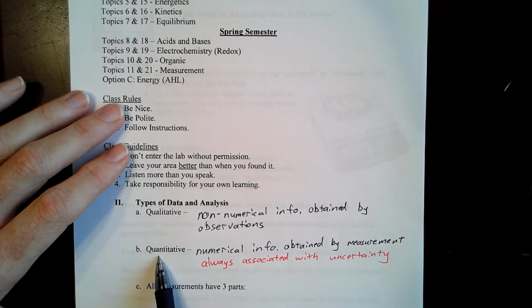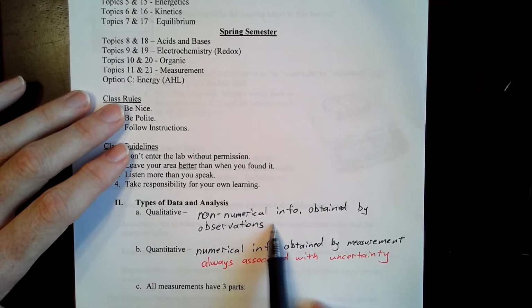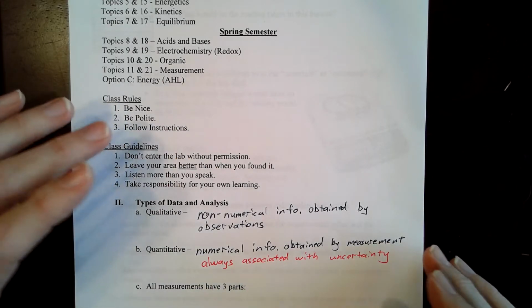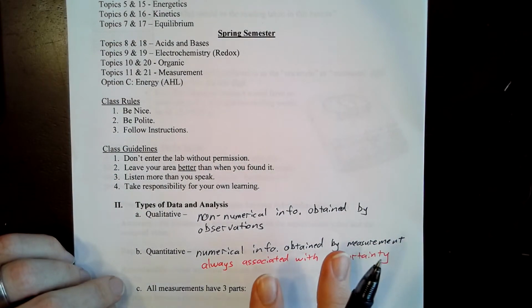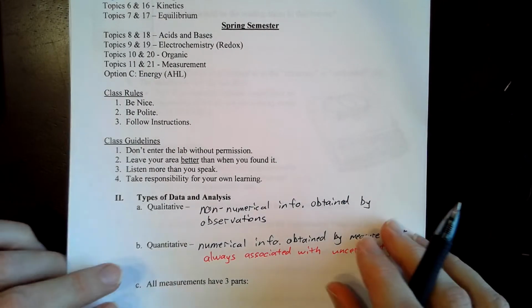There's two types of data, qualitative and quantitative. Qualitative is non-numerical information obtained by observations, typically your five senses, smelling, seeing, touching, and those other two. And quantitative is numerical info, information obtained by measurement, and the IB says that it's always associated with uncertainty. I don't really agree with that. I mean, if you have two apples, that is quantitative data, but you are pretty certain that you have two apples. But that's more for your TOK class, right?